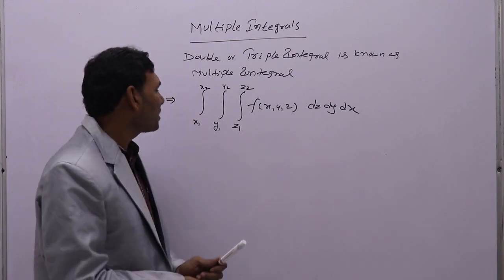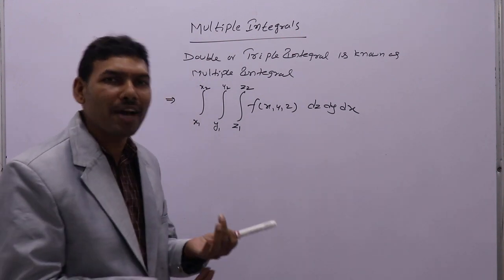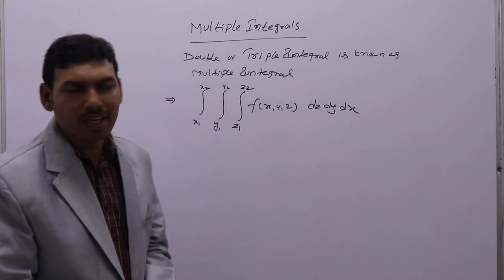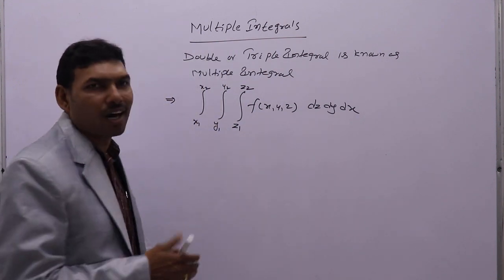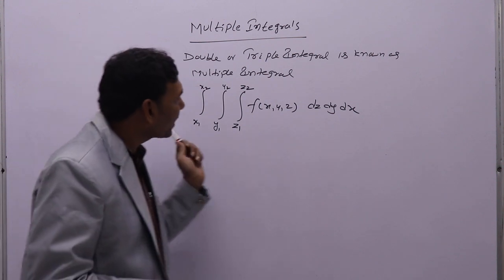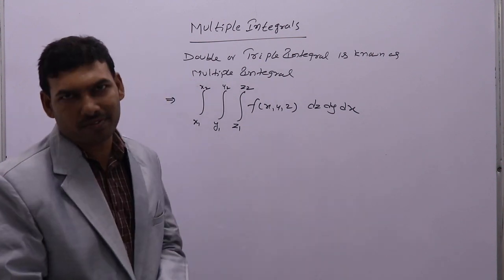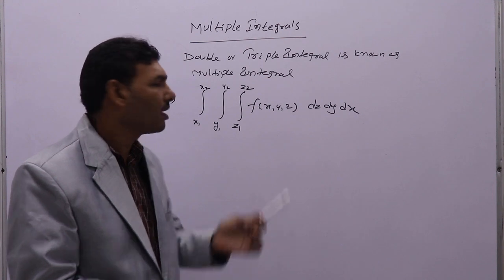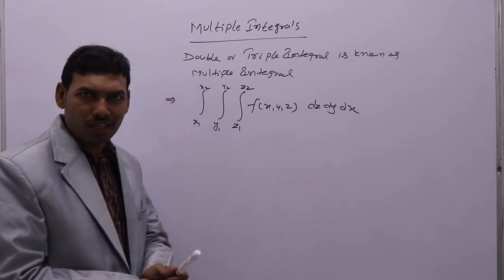Here, the limits of the three variables sometimes you may have as constants, one possibility. Whenever the limits of z, y, x are constants, then we can integrate in any order. There is no order for the integration whenever the three variable limits are constants.